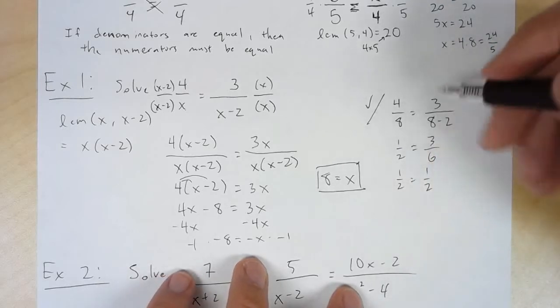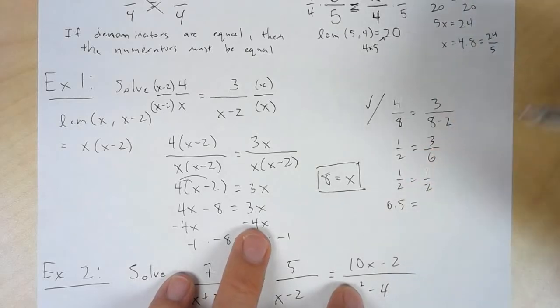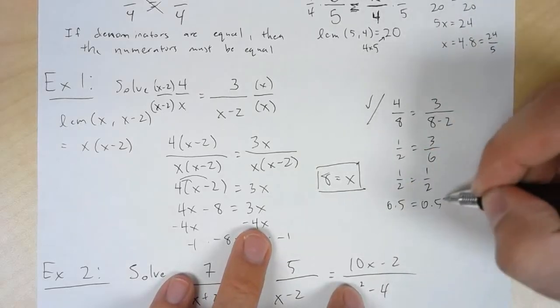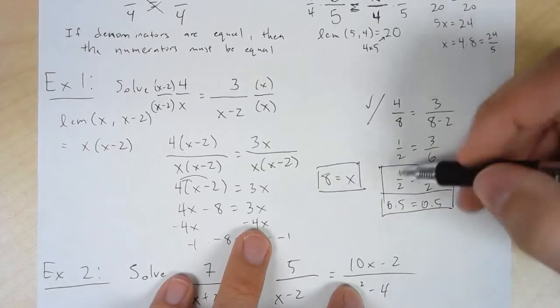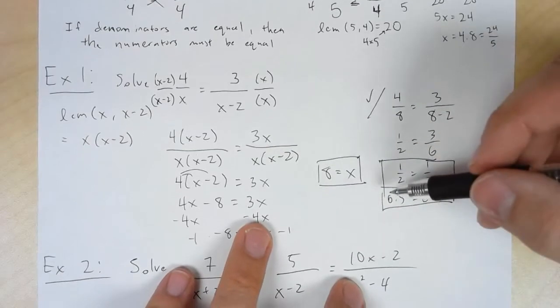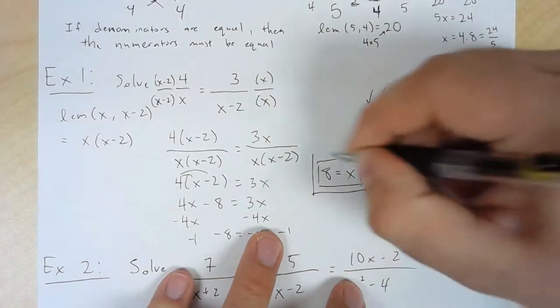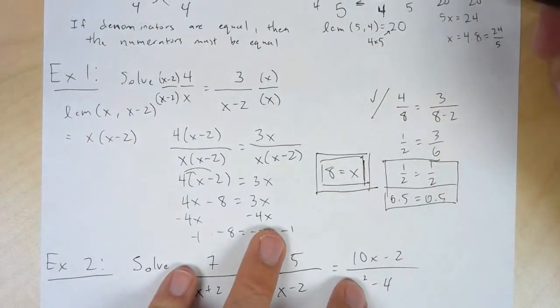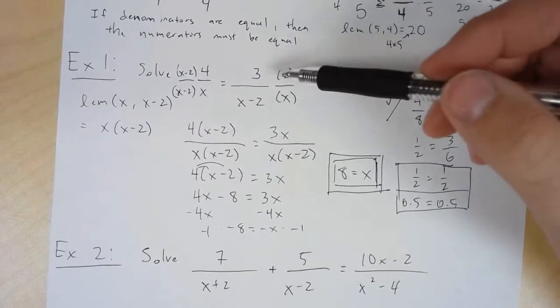And if you're like, Mr. Seaman, I don't know about this, type this in the calculator. 4 divided by 8 is 0.5. 3 divided by 6 is also 0.5. So yes, because these two things give us true statements, 1/2 equals 1/2 and 0.5 equals 0.5, then yes, this is the solution to that problem. It is not extraneous.